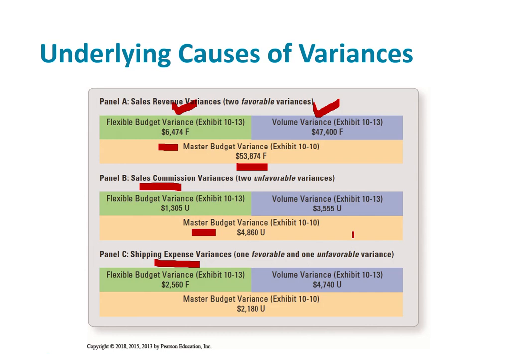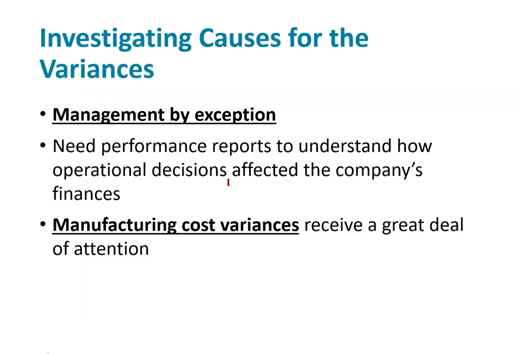And this is just going to help you answer questions. Really, the one we're going to look at closely in Chapter 11 is this flexible budget variance. But at least you know there's three different types of variances: the master budget variance, the volume variance, and the flexible budget variance. Okay, as we mentioned, we do management by exception.